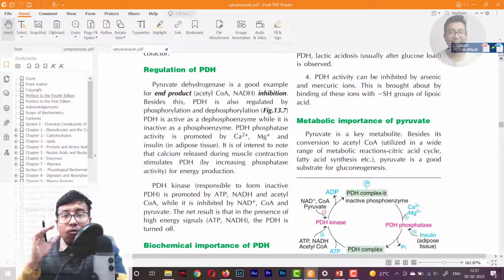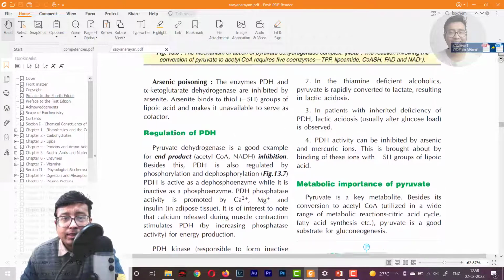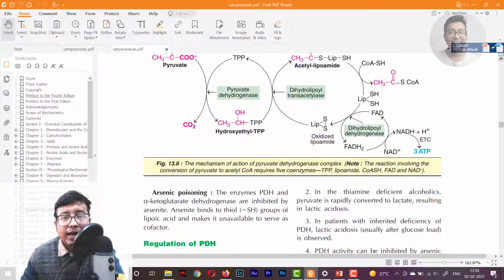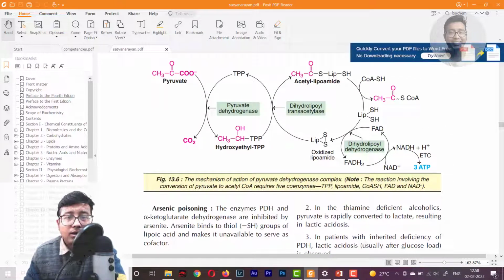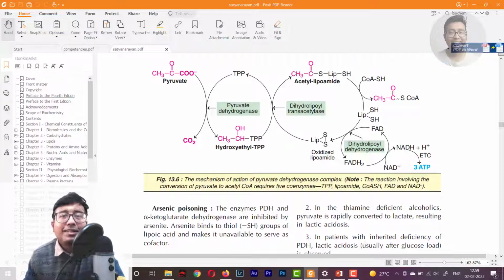One question you need to know about the link reaction, and that is all. That is, what are the enzymes and coenzymes of the pyruvate dehydrogenase complex, or of the link reaction? That's it. You don't need to read anything else. Over here you can see it's all written. The three enzymes are pyruvate dehydrogenase, dihydrolipoyl transacetylase and dihydrolipoyl dehydrogenase. These three names you need to know.